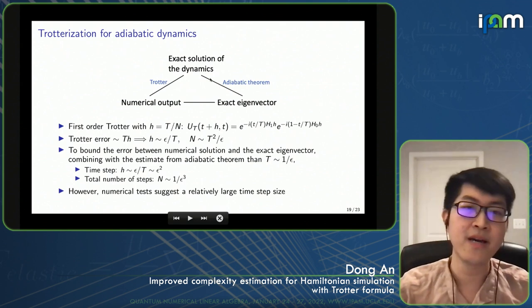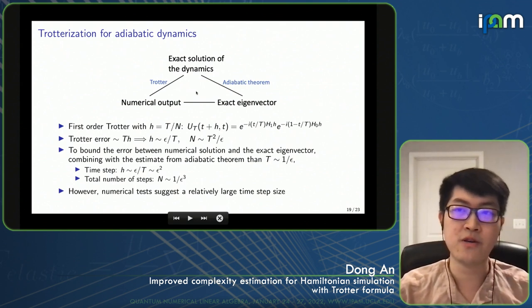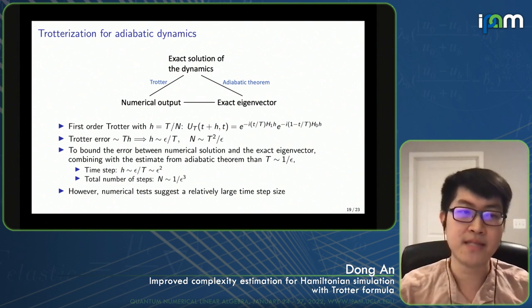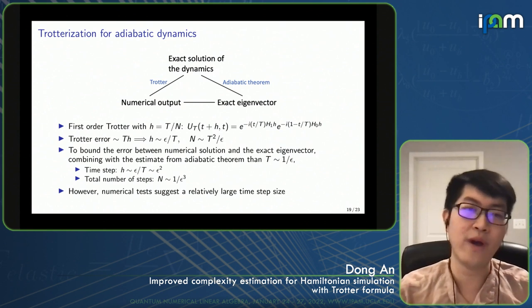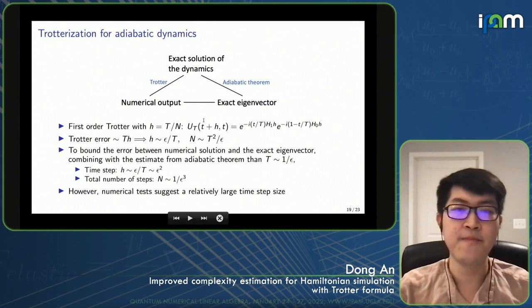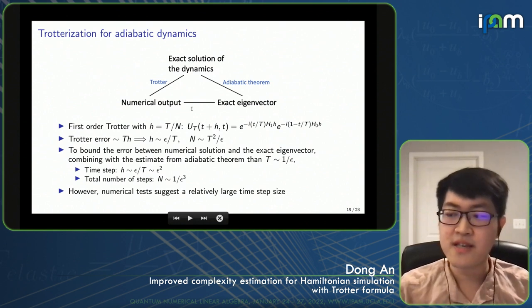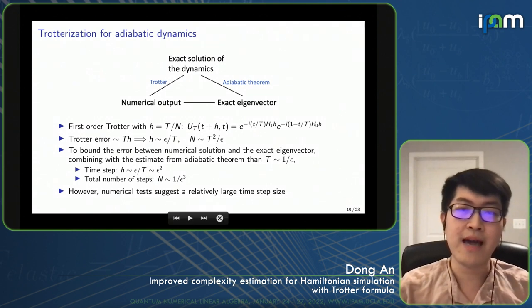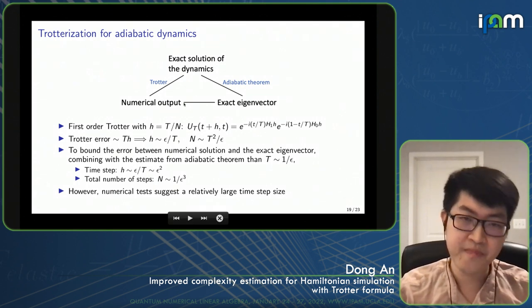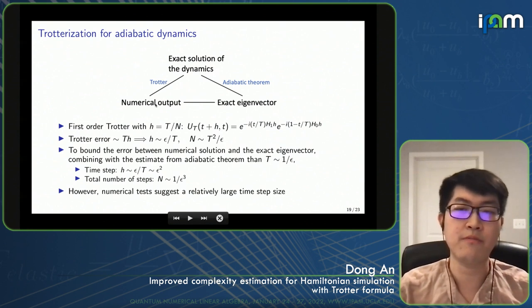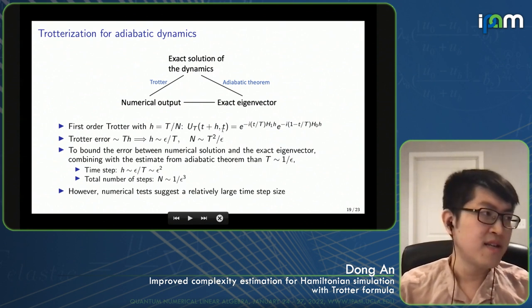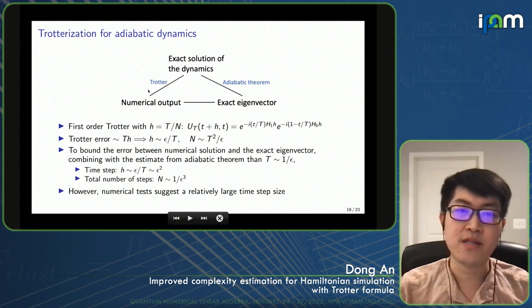By this triangle, I'm trying to say that the error on one arbitrary edge can be bounded by the sum of the two other edges. So this is the way that we understand the error between all of these objects. Now remember that in the AQC setup, we are trying to solve the eigenvalue problem. So the error that we are really interested in is the bottom edge, that is the difference between the numerics and the exact eigenvector. The standard way to analyze the error is that we just bound it by the sum of the other two edges, that is the error of the Trotter and the error of the adiabatic dynamics. Now we will do this to see what we can get.